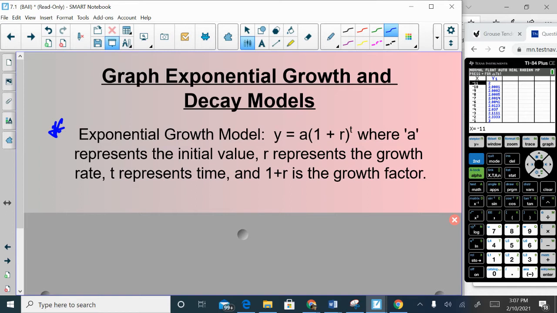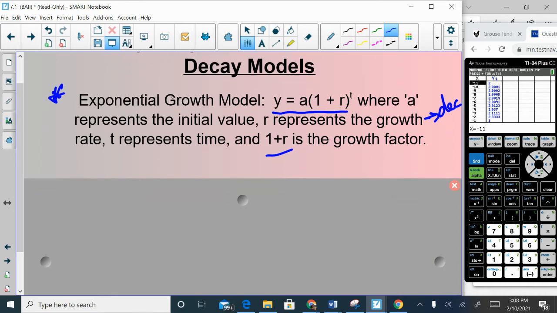And the exponential growth model is y equals a times the quantity 1 plus r to the t. And it's going to list what a, r, and t represent. A is going to be the initial amount. R is going to be the growth rate. So it's going to say, hey, it's growing at 7% or something like that. Make sure you turn this into a decimal. T is going to represent time, and 1 plus r is going to represent the growth factor.